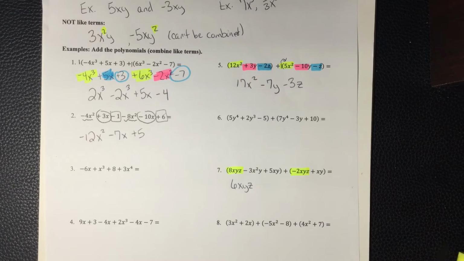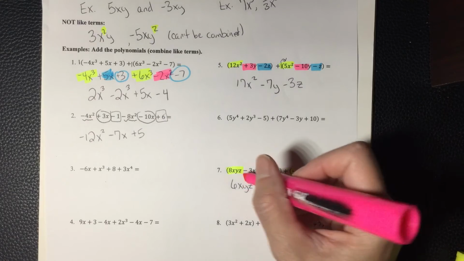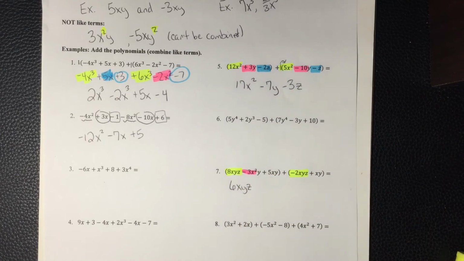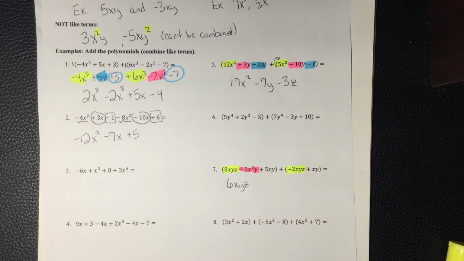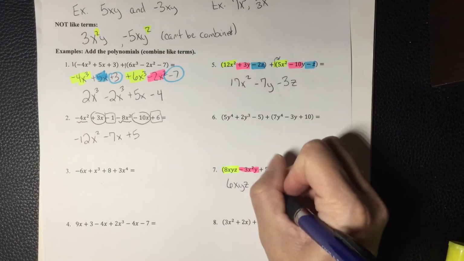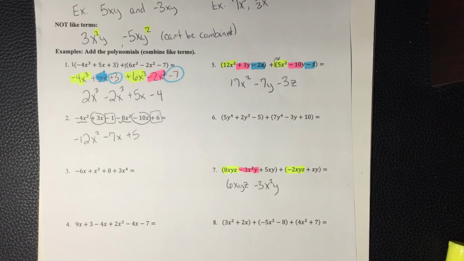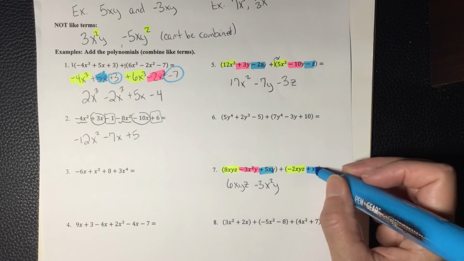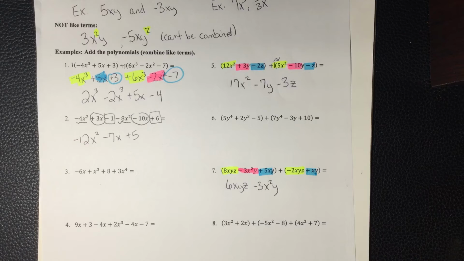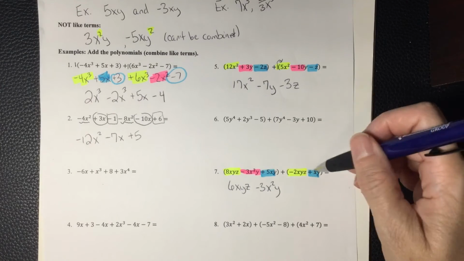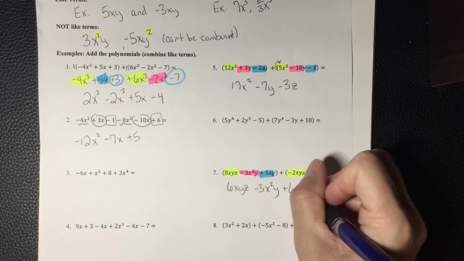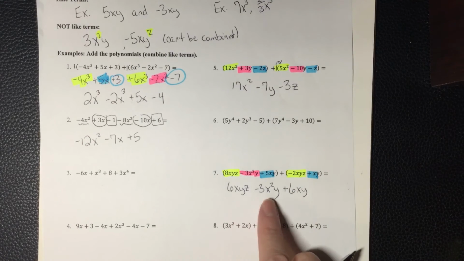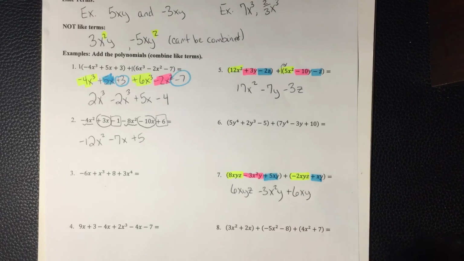Now when I move over to my next one, I see an x squared y. And I don't see another x squared y. So I'm just going to bring that one down. Negative 3x squared y. And then finally, my last ones have xy's, so that's going to be positive 5xy and positive 1xy. So notice I always take the sign that goes in front of that term. It goes with it. So that'll be plus 6xy. At this point, none of these are similar, so I'm done. I cannot go any further.